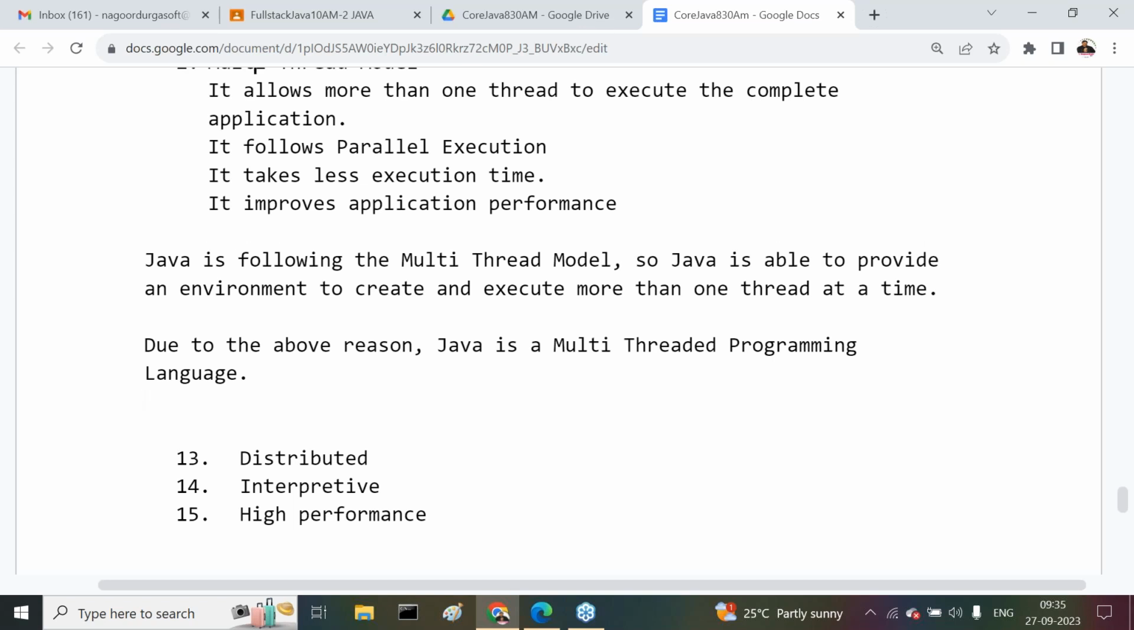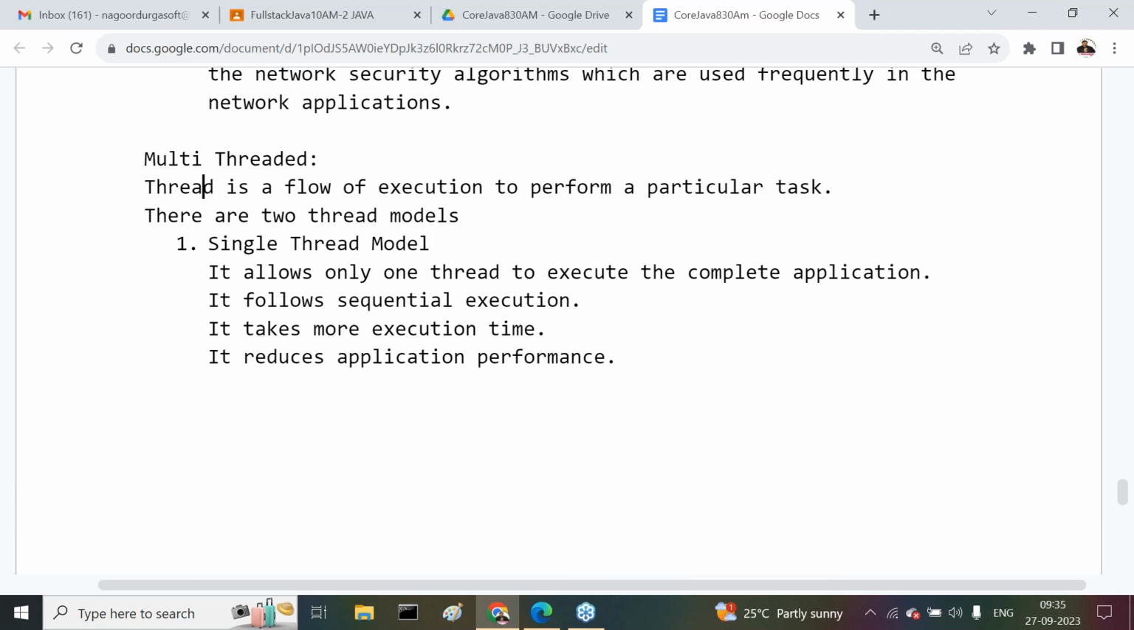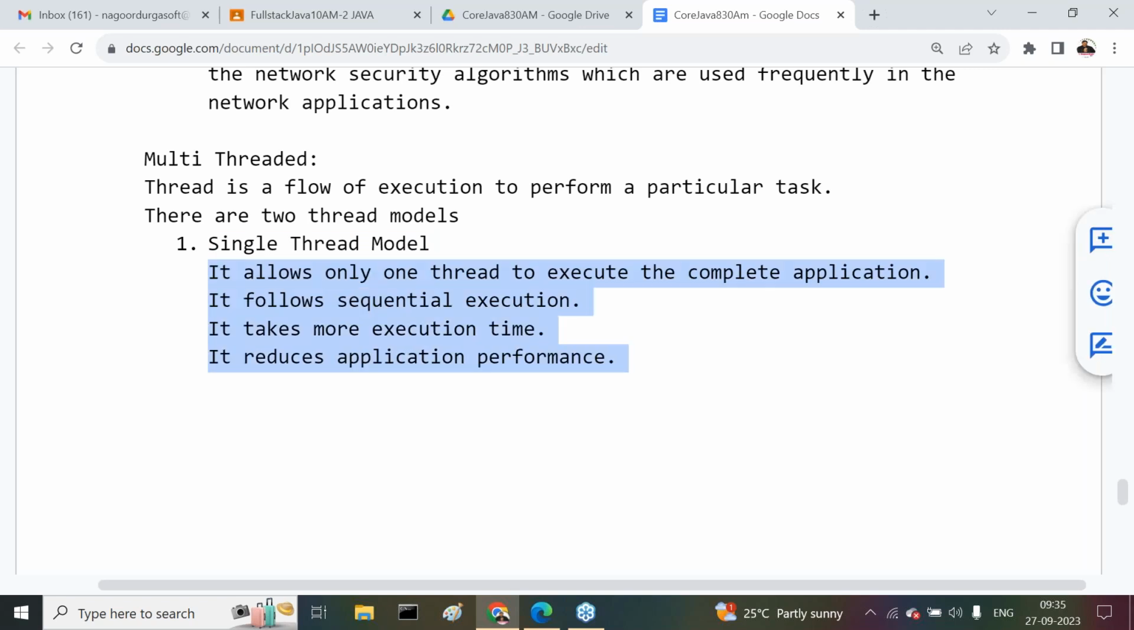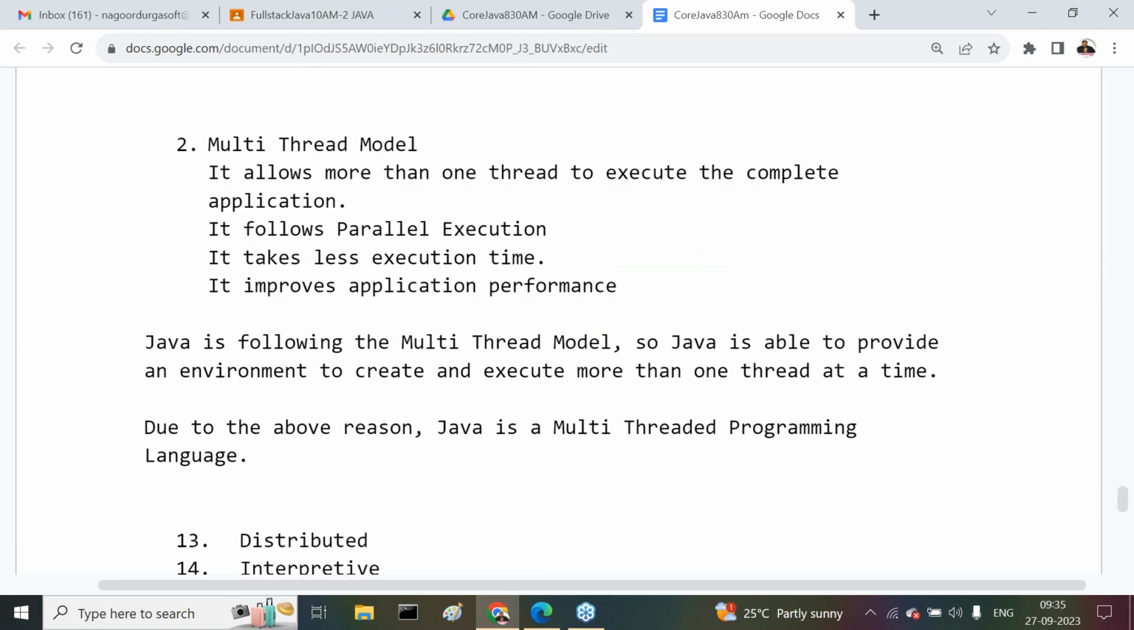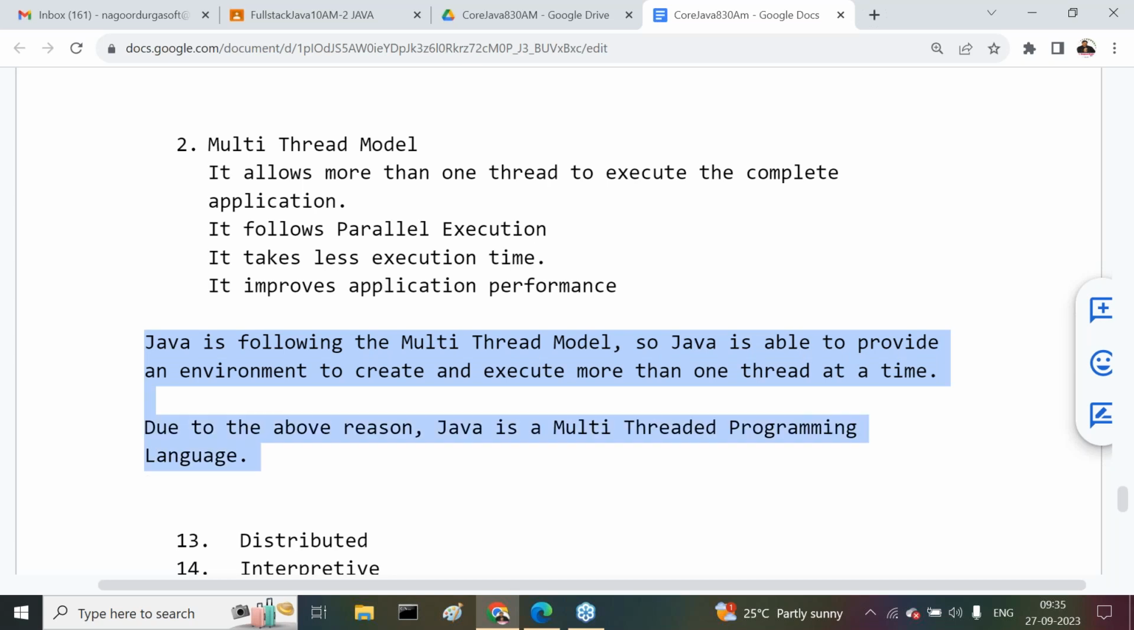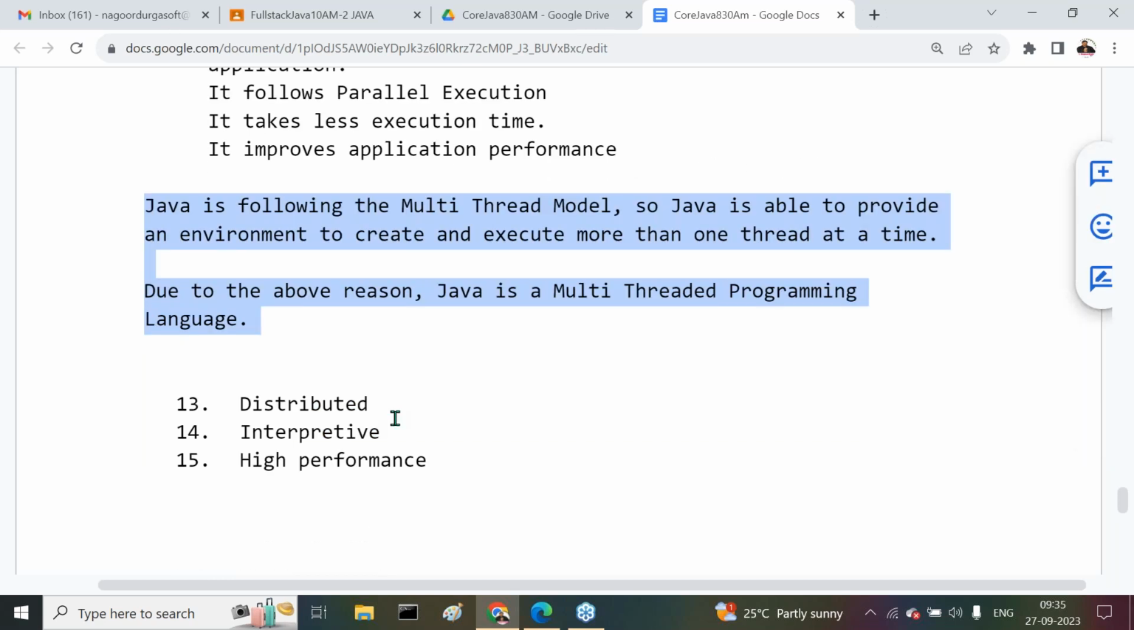Once again, try to understand the point I've given here. Thread is a flow of execution to perform a particular task. There are two thread models: single thread model and multi-thread model. In the single thread model, it allows only one thread to execute the complete application. It follows sequential execution, takes more execution time, and reduces application performance. Multi-thread model allows more than one thread to execute the complete application. It follows parallel execution, takes less execution time, and improves application performance. Java is following the multi-thread model, so Java is able to provide an environment to create and execute more than one thread at a time. Due to the above reason, Java is a multi-threaded programming language.